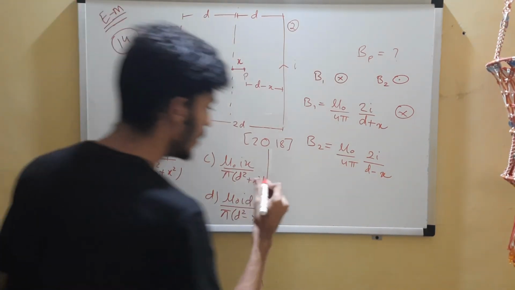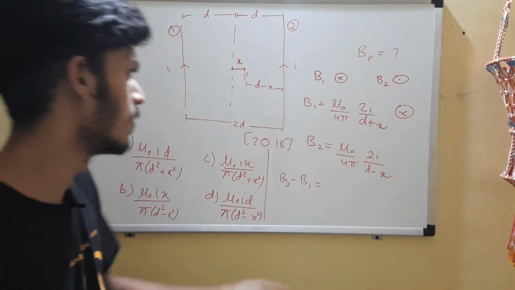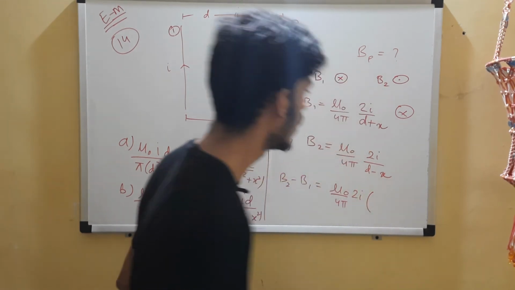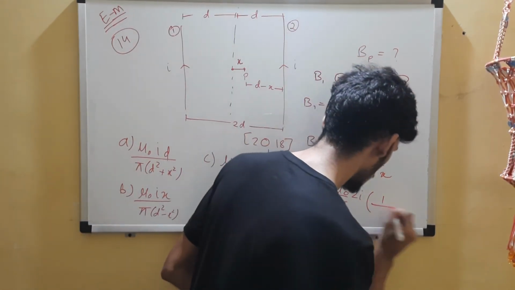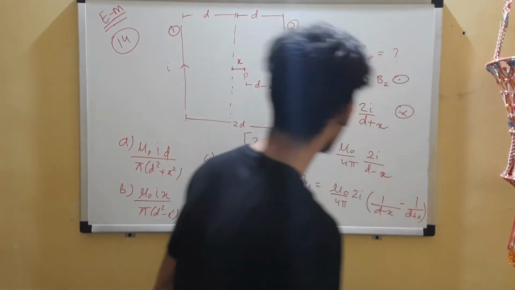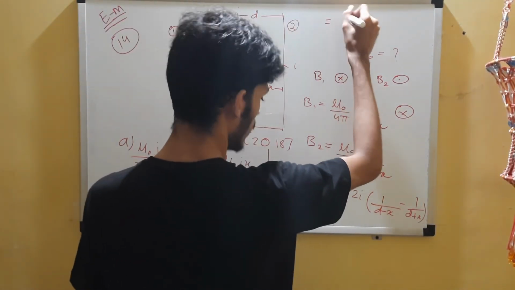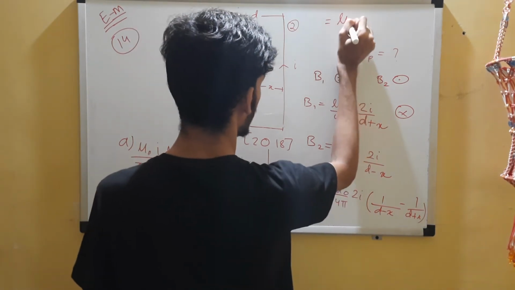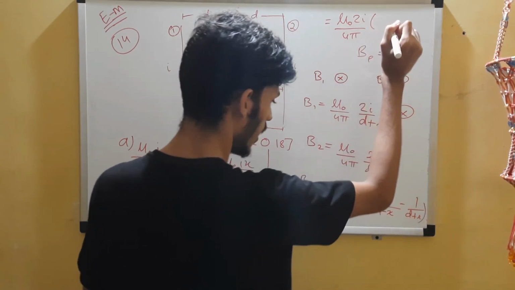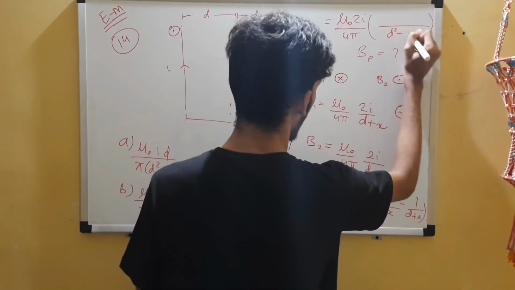So what do we have to do? B2 minus B1 to obtain our answer. So you can see that what is common over here is mu 0 upon 4 pi, 2I. So B2 is this one: 1 upon D minus X minus 1 upon D plus X. Right. So you have to multiply this to D minus X into D plus X. Let's just copy it, mu 0. And here we'll have D minus X into D plus X, using the identity D square minus X square.